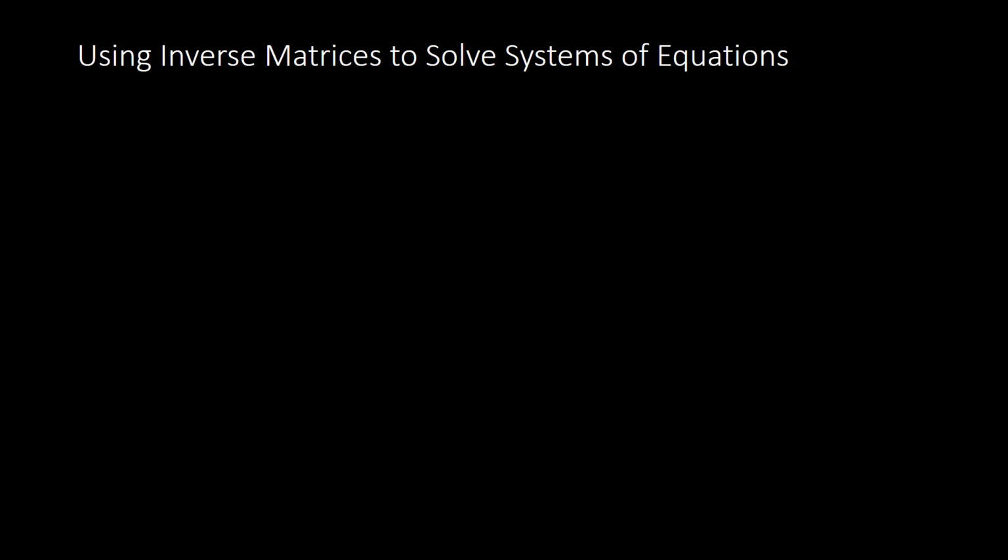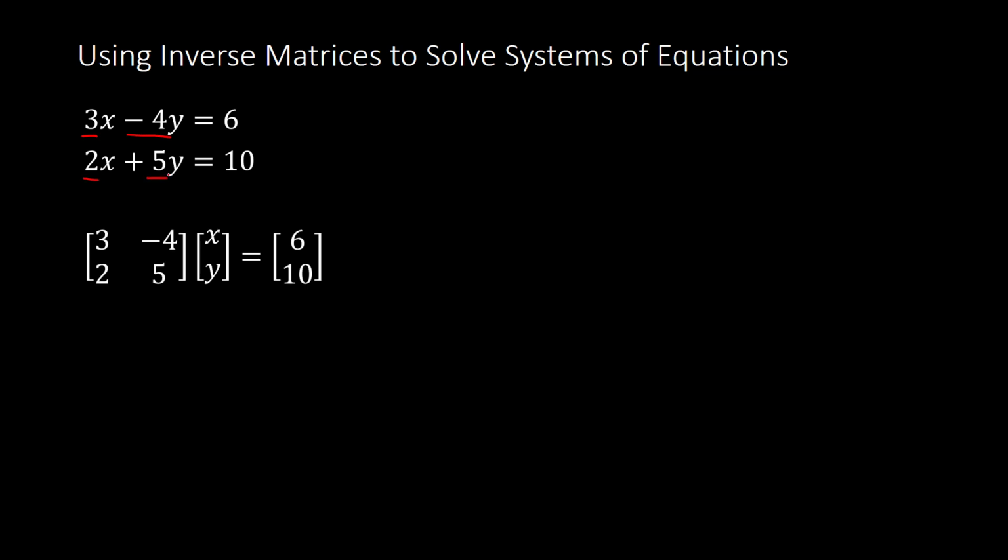Now let's take a look at an actual example with real numbers. So here we have two equations, and I want to begin by making a matrix out of the coefficients 3, -4, 2, and 5. So we're going to make a matrix over here, and then your variables x and y make a second matrix, and the 6 and 10 on the right side of the equations make a matrix out of those as well.